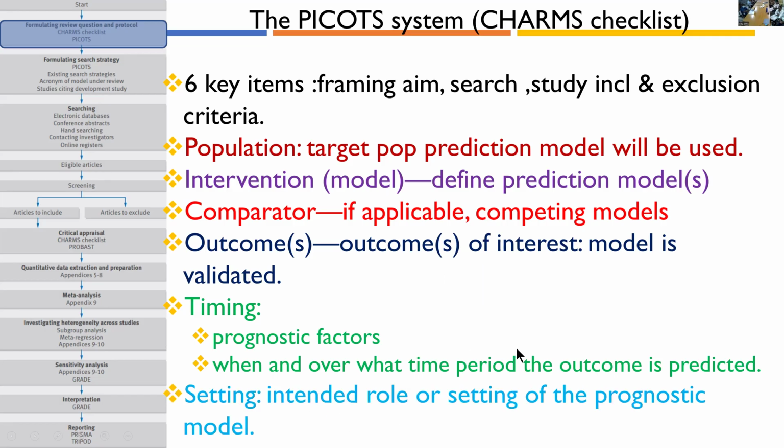And the setting. For example, Andrew's study was done in a Dutch setting. So that prognostic model in a Dutch country may not be applicable to rural South India. So when you're doing a systematic review, you have to say what kind of setting you want your studies to have been in. So this is the PICOTS of the CHARMS checklist. It's called the CHARMS checklist.